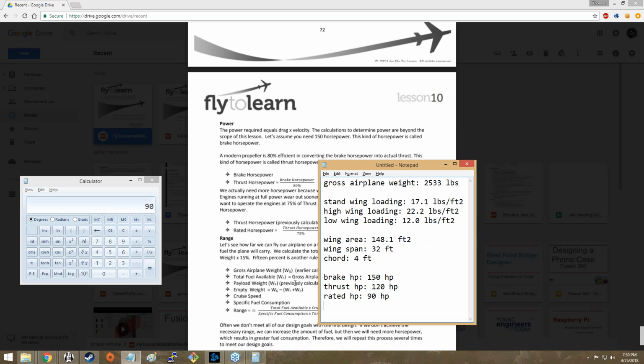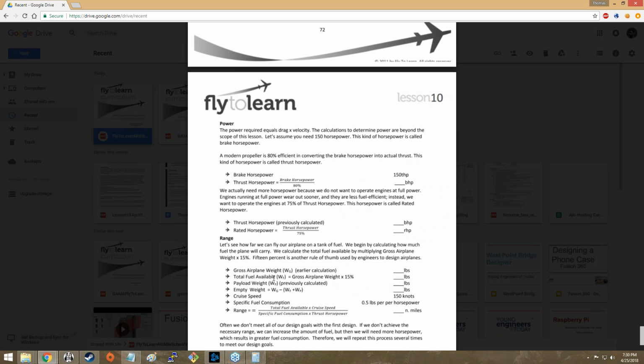Wicked. That's fun. So now that we've calculated our horsepower, let's see how far we can fly our airplane on a tank of fuel. We begin by calculating how much fuel the plane will carry. We then calculate the total fuel available by multiplying gross airplane weight times 15%. 15% is another rule of thumb used by engineers to design airplanes. So, in yet another onslaught of math, we take everything we know in order to figure out exactly how far our airplane can go in nautical miles.